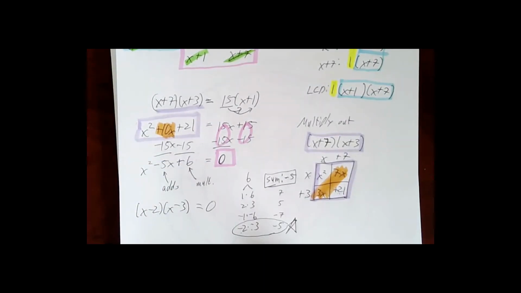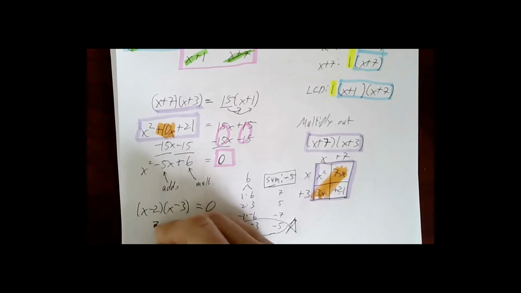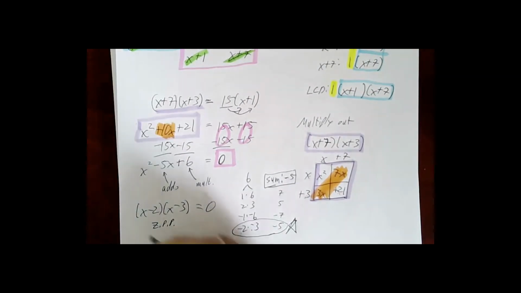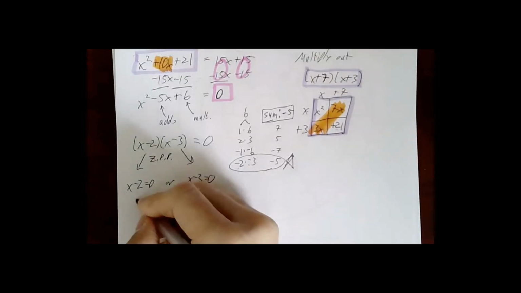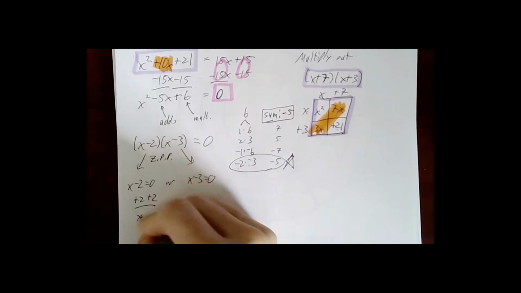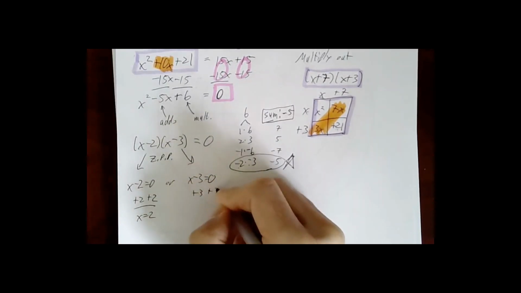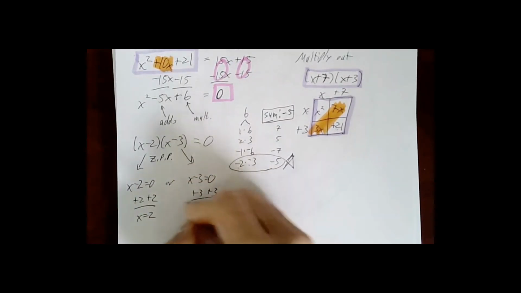Since I have factored it, I can use my zero product property, my ZPP. So I end up with x minus 2 is equal to 0 or x minus 3 is equal to 0. And I can solve both of these. Plus 2 to both sides, x equals 2, plus 3 to both sides, x equals 3. So here are my two answers.